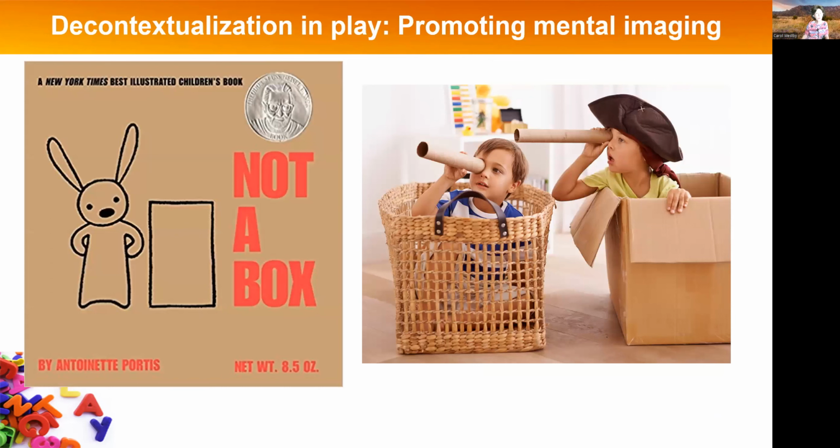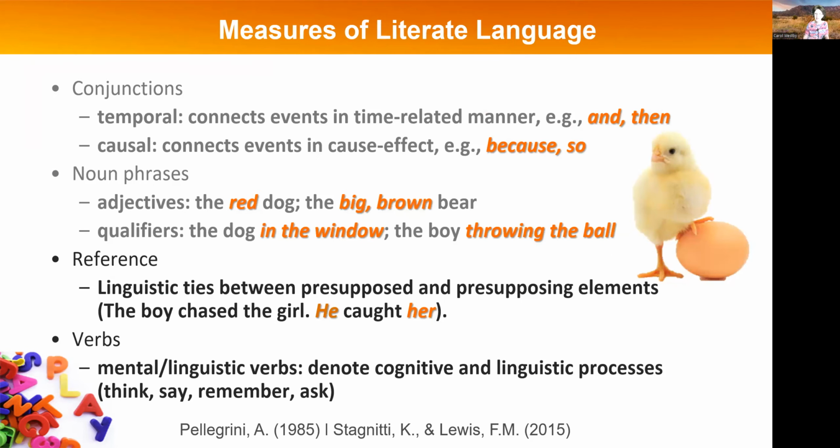We want to do a lot to promote kids' decontextualization. We like the book Not a Box. In this book, the little rabbit makes all kinds of things out of boxes: a race car, a fire truck, a spaceship. And we bring in lots of boxes and encourage kids to think about what they could make out of these boxes and incorporate in their play. A number of studies show that the more decontextualized children display, the more literate language they use.